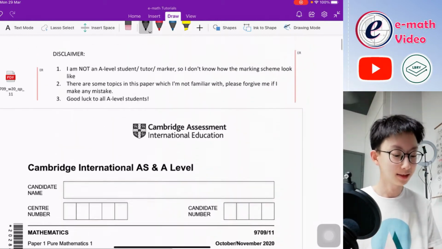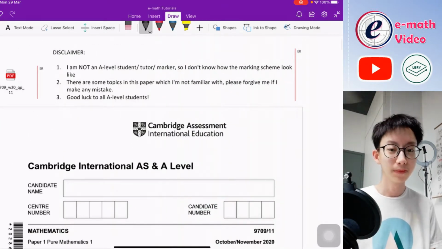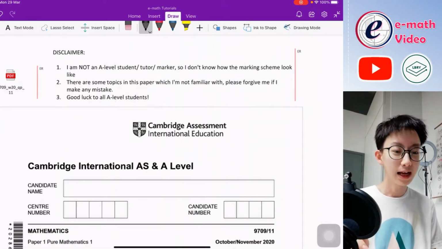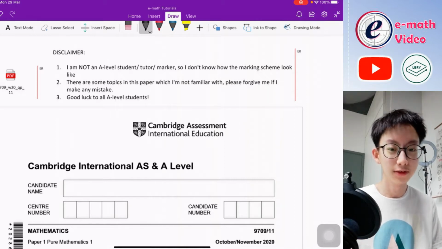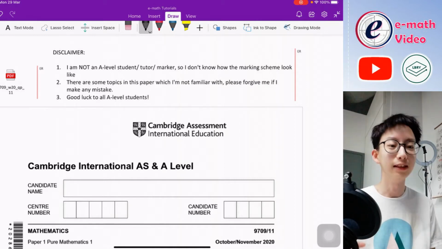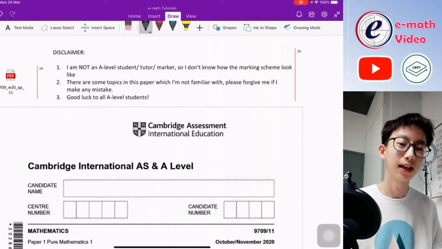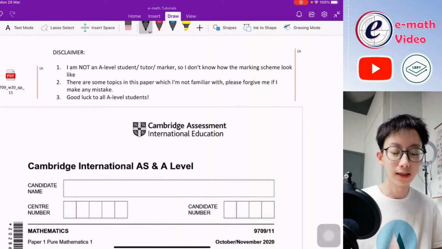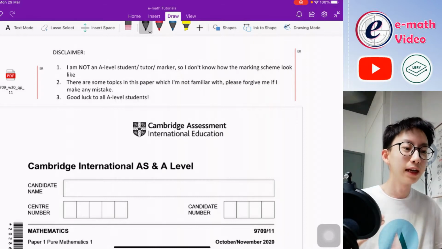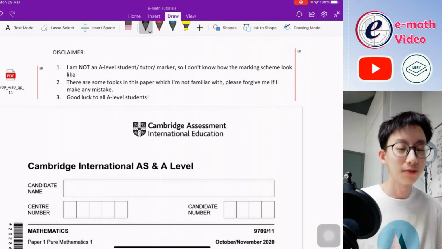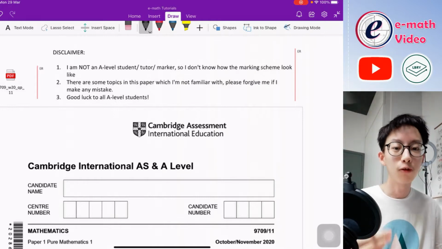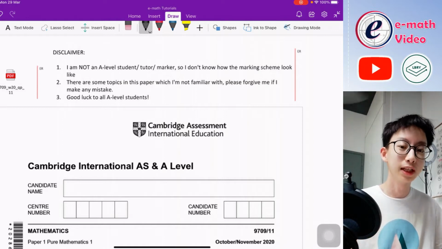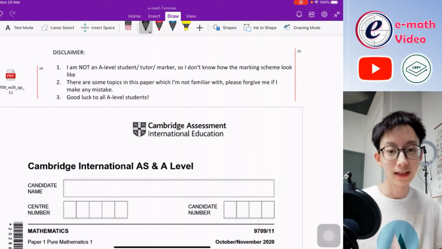So before I start, a few disclaimers. First of all, I am not an A-level student or a tutor or marker, and in fact, I never took A-level in my life. So I don't know what the marking scheme will look like. I don't know where the points are, where the marks are. So what I will do in this video is try my best to write out all the steps, make sure it is clear enough so that you can understand. Right? So hopefully you can understand.